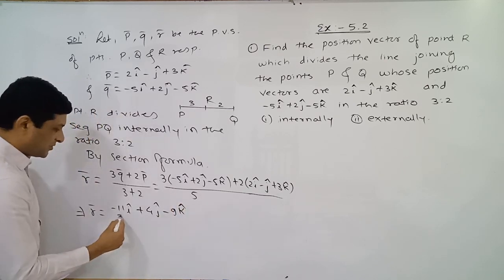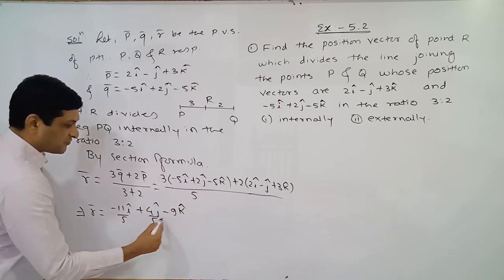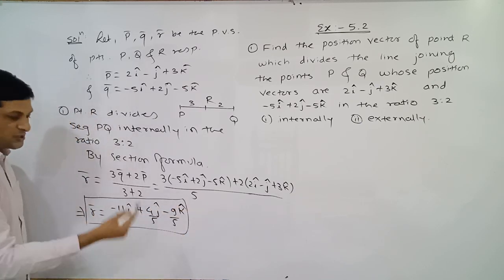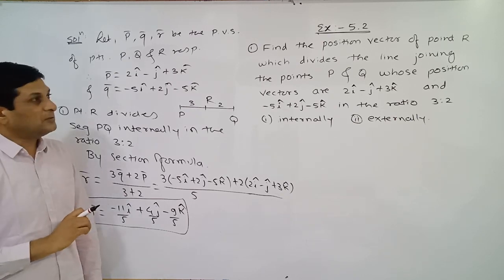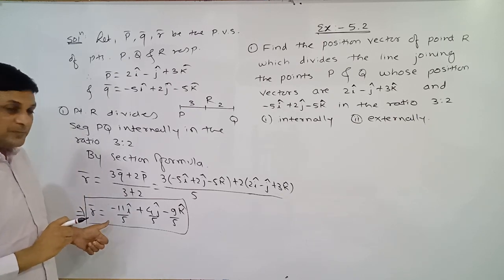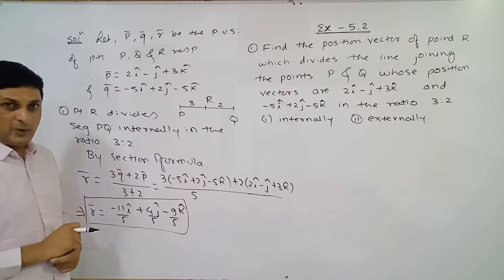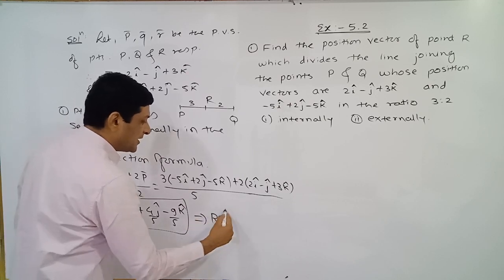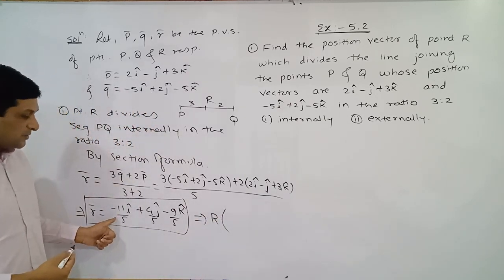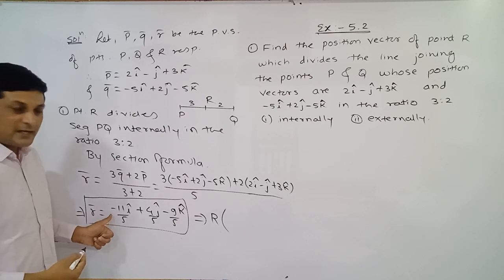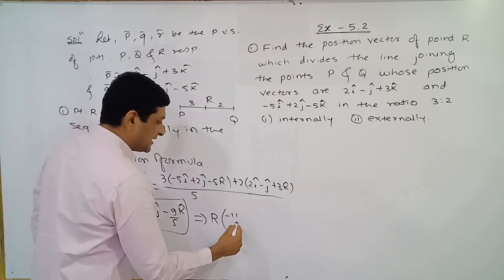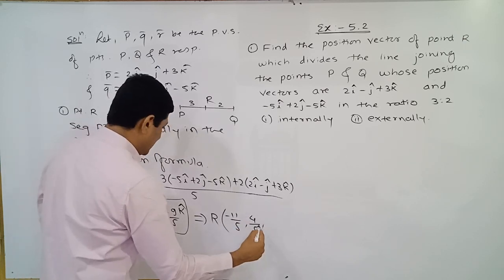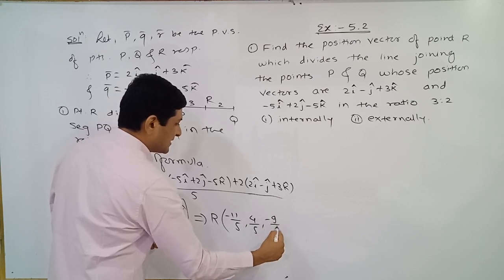In the denominator, 5 keep it as it is, divided by 5, 5, 5. In this way, we have got our required value. Required value means position vector of which point? R. Now, we are able to find out the coordinates of the point R also, once the position vector is known to us. So the coordinates of this point R: what is the x coordinate? We know that the coefficient of i cap is the x coordinate. Means x coordinate is minus 11 upon 5. Y coordinate will be equal to 4 upon 5, and z coordinate is minus 9 upon 5.